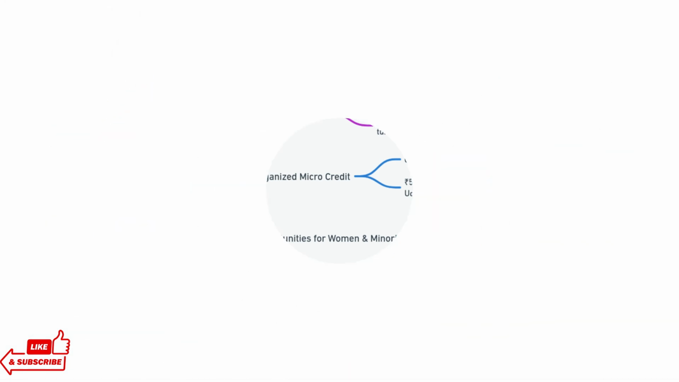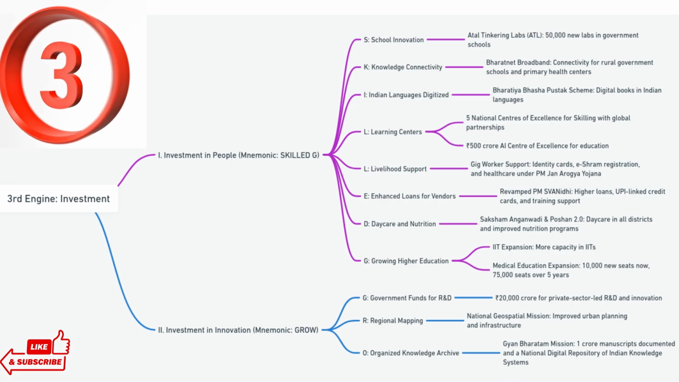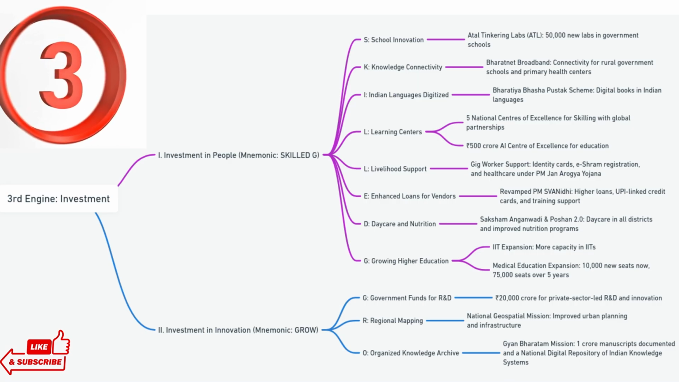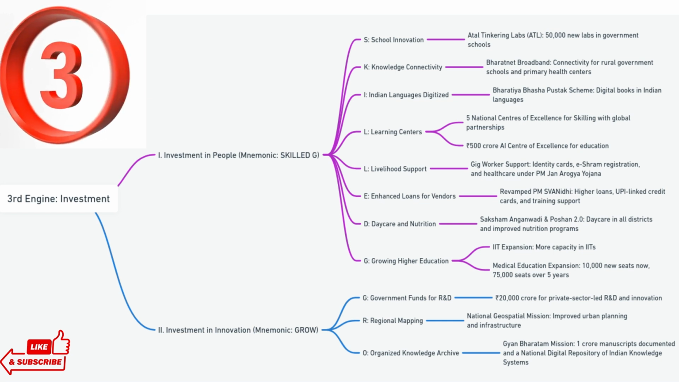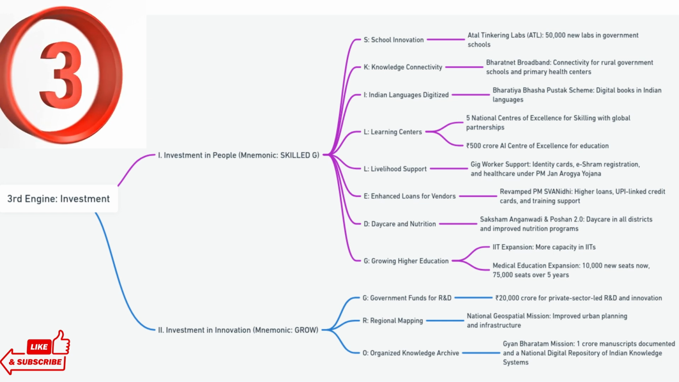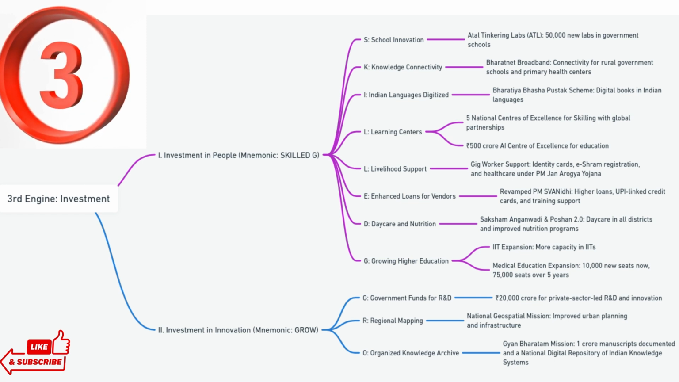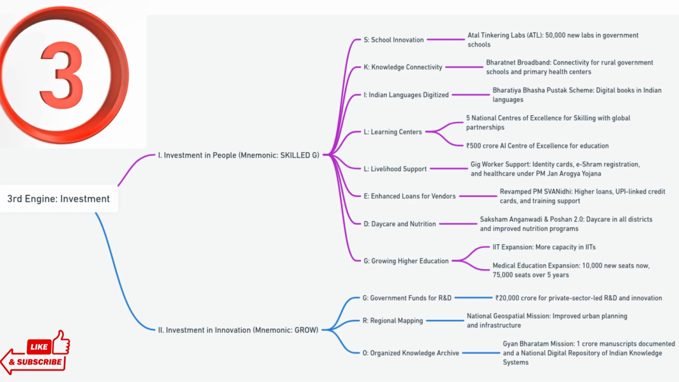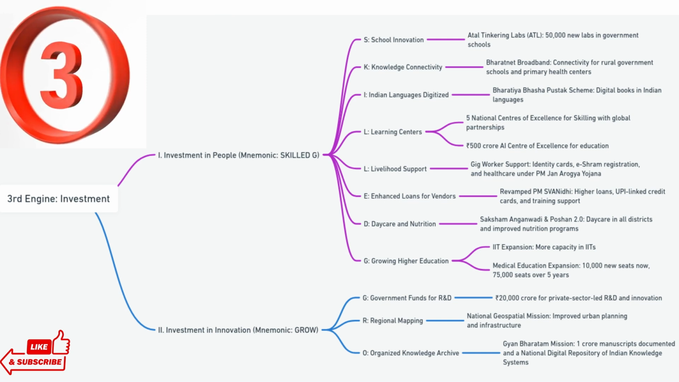Let's talk about the third engine of growth that will fuel India's transformation into Viksit Bharat, and that is investment. But this isn't just about financial investments, this is about investing in people, knowledge, innovation, and infrastructure. To remember everything easily, we've got the mnemonic skilled G. By the time we're done, you'll understand how investment in human capital and tech will change India's future. Let's go. I. Investment in people, mnemonic, skilled G.